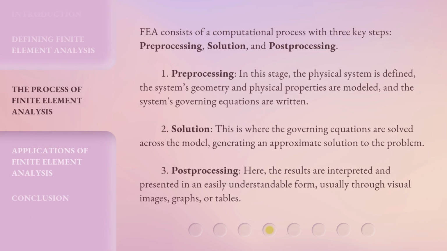FEA consists of a computational process with three key steps: pre-processing, solution, and post-processing. 1. Pre-processing. In this stage, the physical system is defined. The system's geometry and physical properties are modeled, and the system's governing equations are written. 2. Solution. This is where the governing equations are solved across the model, generating an approximate solution to the problem.